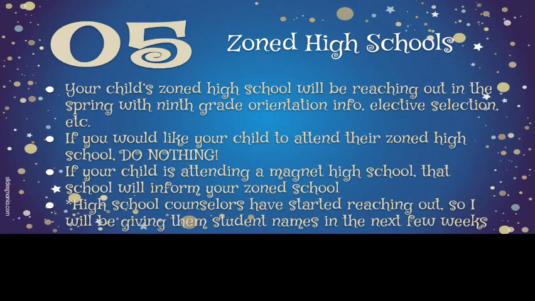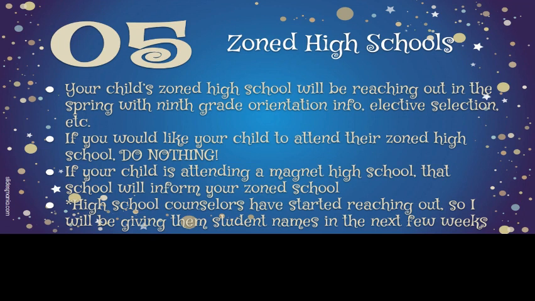If your 8th grader is not attending a magnet school, they're most likely going to a zoned high school. Those zoned high schools are going to be reaching out to our 8th graders very soon. They're going to give you information regarding 9th grade orientation, selecting their electives for 9th grade, schedules, things like that. So if your child is attending their zone school, you don't have to do anything as far as registration is concerned. It's a done deal. They're going to be pulled into their zone school and you're going to hear from them.